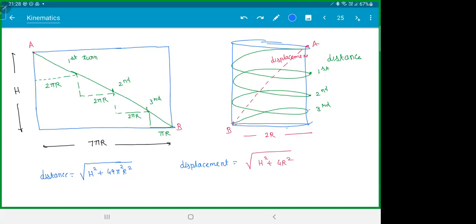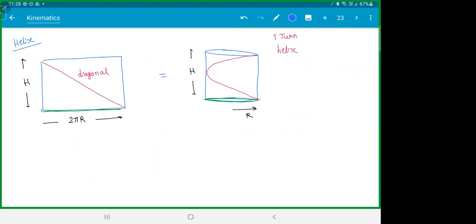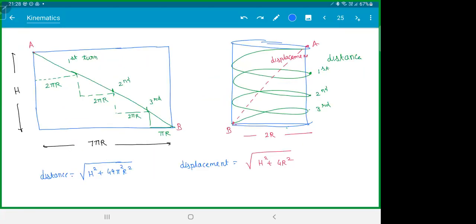Is this clear, everyone? Understood what we did? So every time you take a turn, the horizontal distance will be 2 pi r. So what I showed you here is for a single turn. But what if the helix has multiple turns? The total height is h. So that entire curve can be treated as a diagonal for this rectangle. Clear, everyone? Easy. Next one.